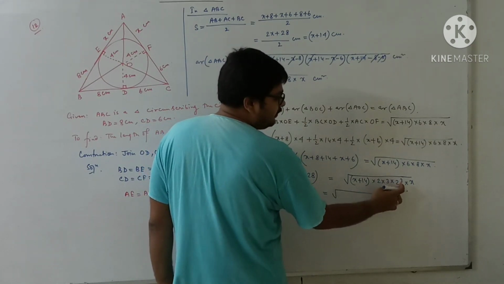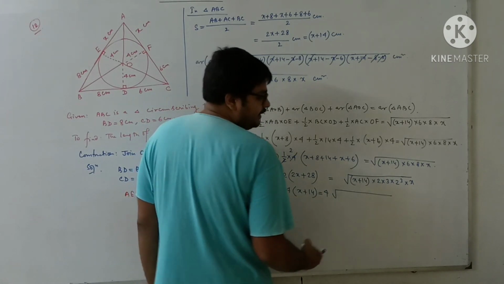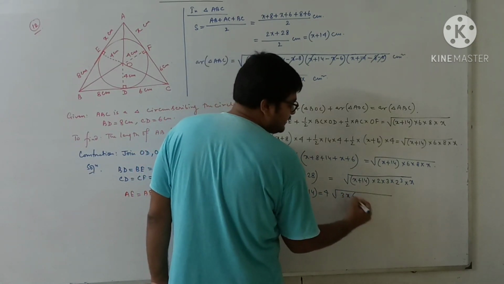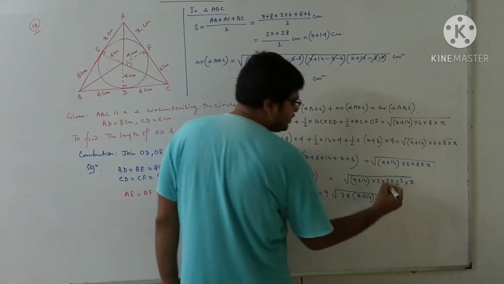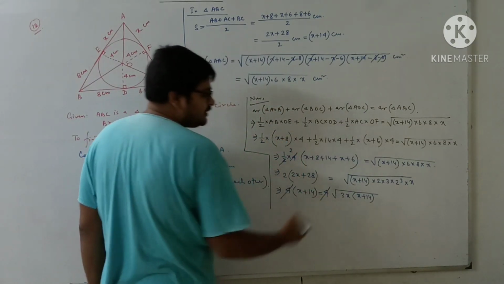2 to the power 4, so if I do the square root it will come as 2 square, that means 4 only. So in bracket it is 3 into x plus 14. The calculation work you must do yourself. This 4 can be cancelled from both sides.